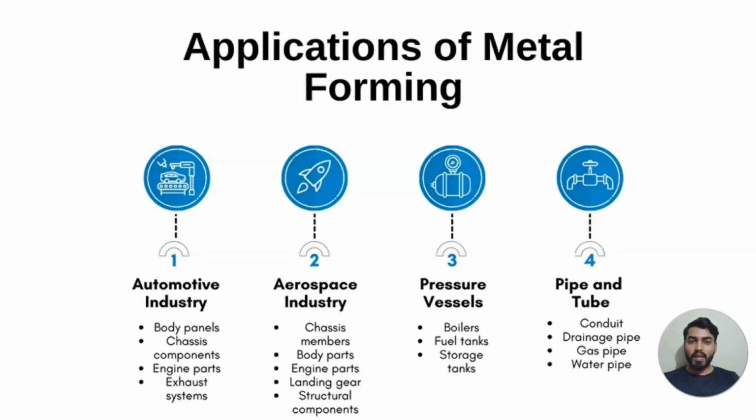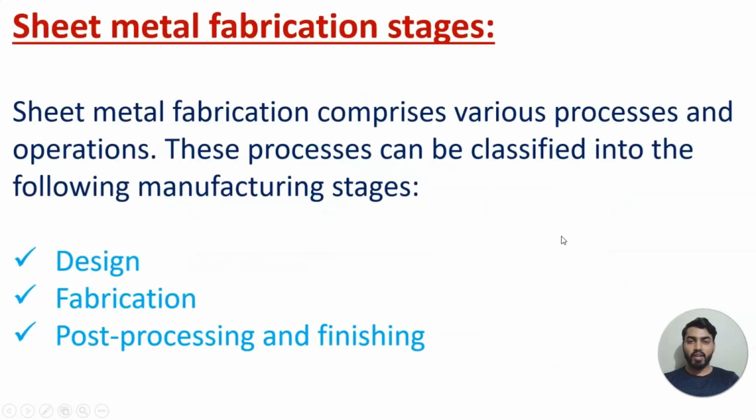Then, applications of metal forming. Where do we use sheet metal design? As you can see, we use sheet metal fabrication in the automotive industry for body panels, chassis components, engine parts and exhaust systems. In the aerospace industry: chassis members, body parts, engine parts, landing gear and structural components. Pressure vessels, for boilers, fuel tanks and storage tanks. Pipe and tube, for conduit, drainage pipes, gas pipes and water pipes. So in various applications we use sheet metal fabrication.